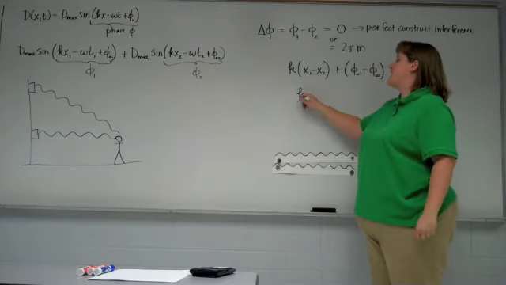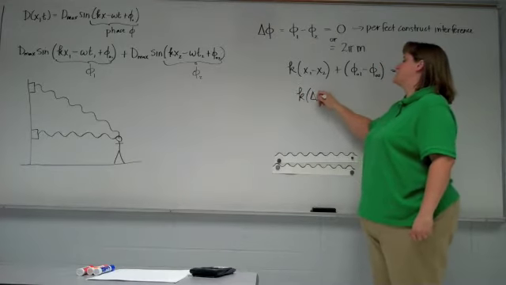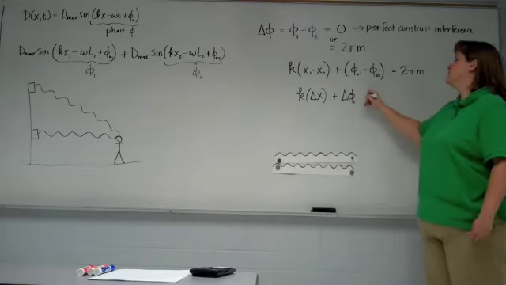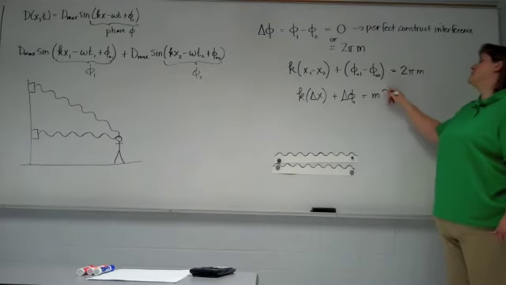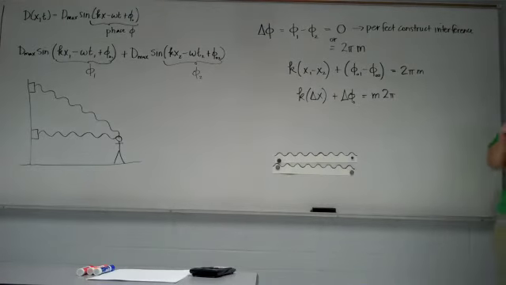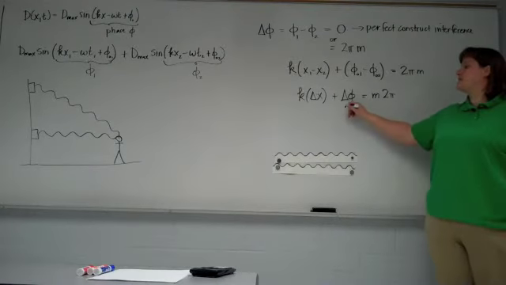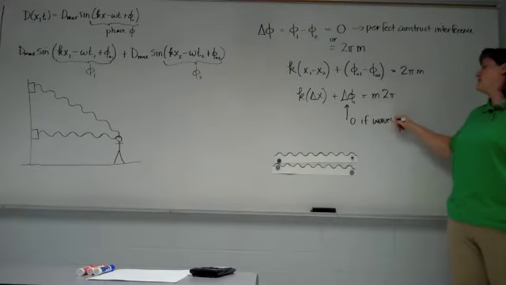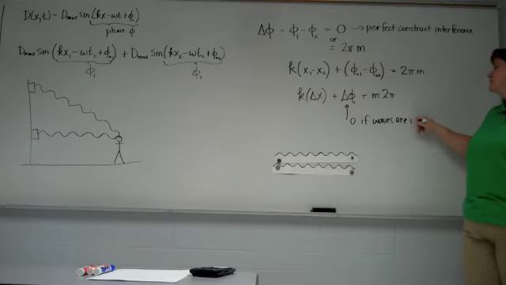So we can say K times delta X plus delta phi naught is equal to some multiple of 2 pi. We're going to look at a couple instances. This delta phi naught, it's 0 if the waves are in phase when they are emitted.